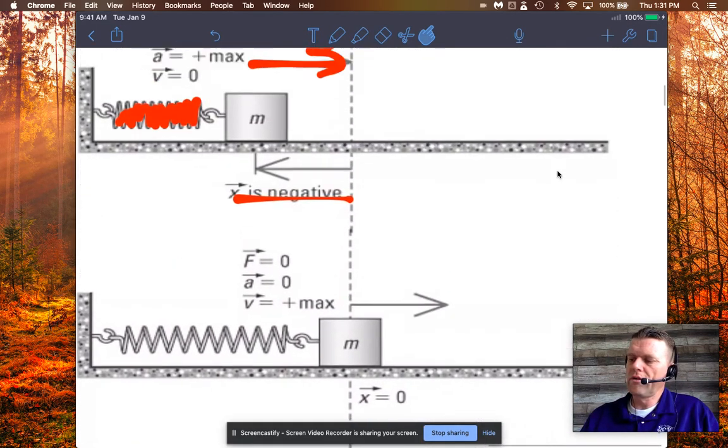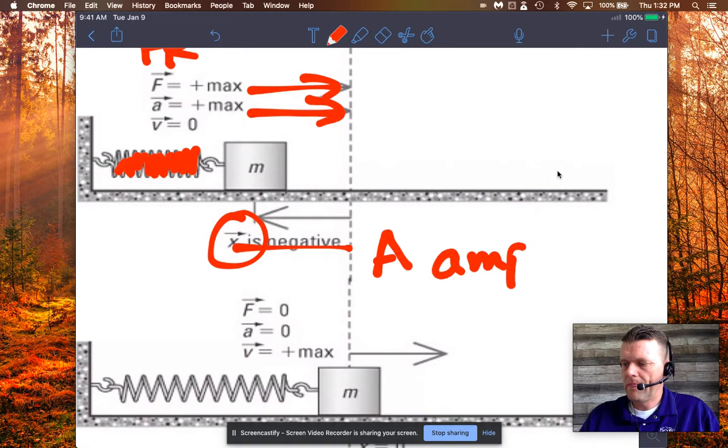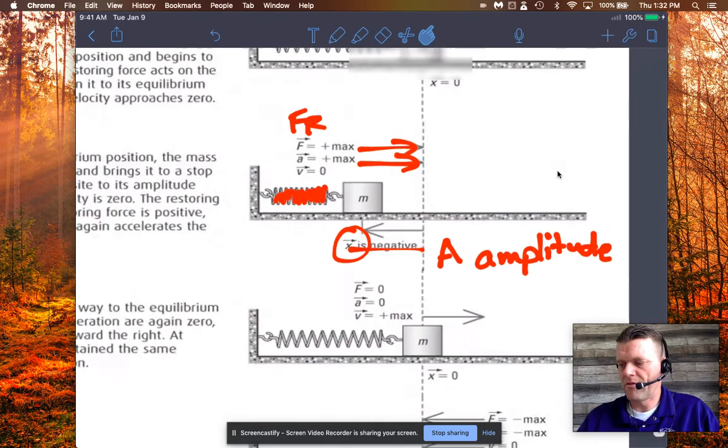Worth noting here is this maximum displacement. Typically we use x for our displacement, but as you remember before, we're going to start using A for amplitude. This is a term we're going to use to describe the maximum displacement, and that'll show up in some of our formulas.